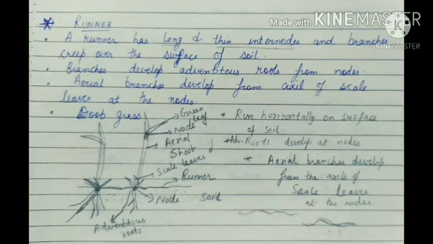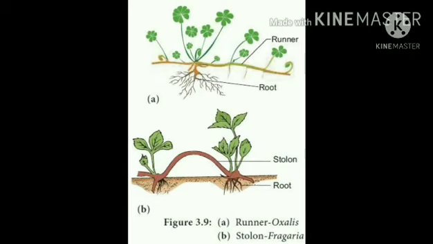Runner and stolon are types of subaerial modified stems. So, as the term indicates runner, this means that this stem runs horizontally on the surface of the soil. Subaerial stem also has node and internode, which is a characteristic feature of all the stems. Adventitious roots develop at the nodes. The aerial branches also develop from the axil of the scaly leaves which are present at the nodes.